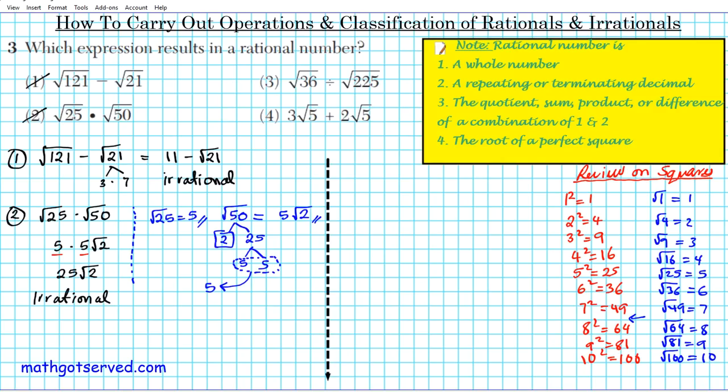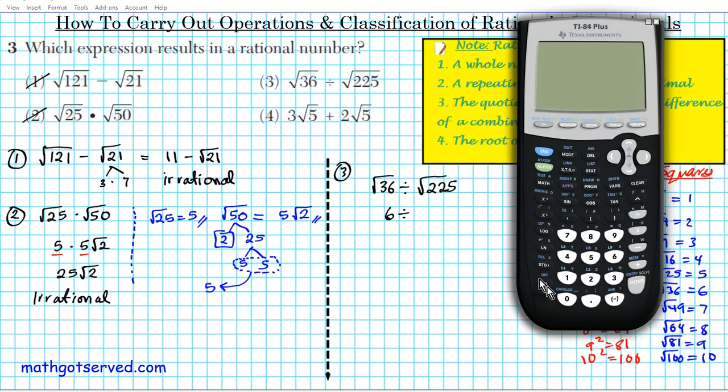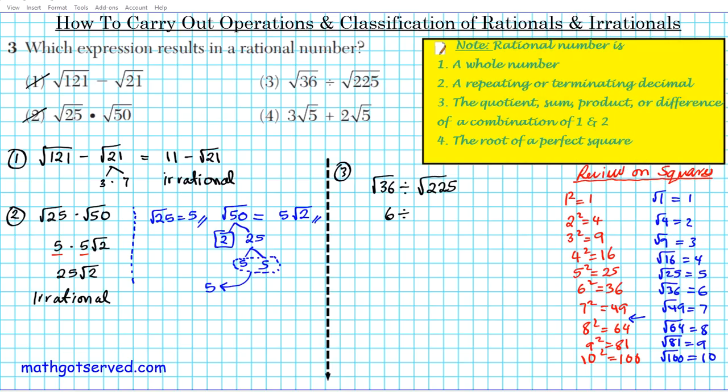We're going to move on to 3. Option 3, we have the square root of 36 divided by the square root of 225. From our list here, we can see that the square root of 36 is 6, divided by, if you don't know what the square root of 225 is, you're free to use your calculator. So just enter square root of 225, and your square root is 15. So 6 divided by 15, so 6 over 15.